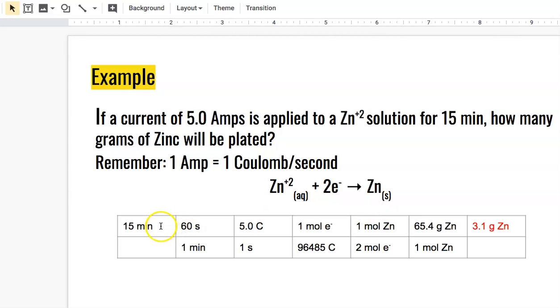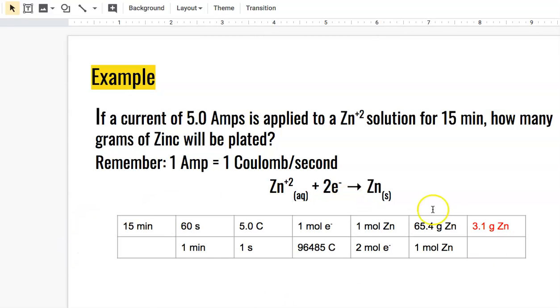Now 15 minutes, and we want to get that into seconds, so 60 seconds is a minute. And we said we're going at 5 amps or 5 coulombs per second. Faraday's constant says 1 mole of electrons is 96,485 coulombs. And we need 2 moles of electrons to get 1 mole of zinc. Then 1 mole of zinc is 65.4 grams of zinc. So in 15 minutes, at a current of 5 amps, we will plate out 3.1 grams of zinc.